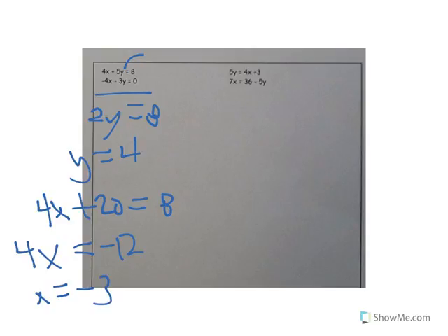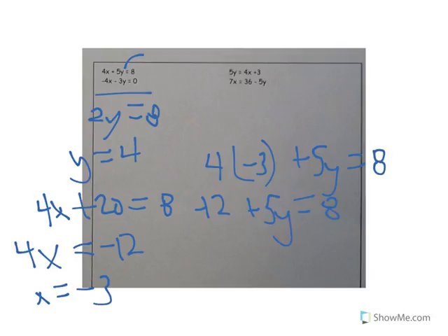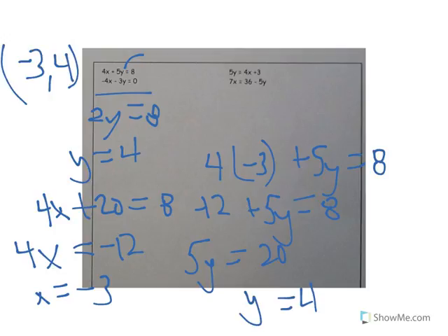Got to plug that back into this first problem here. 4 times negative 3 plus 5y is equal to 8. So this is negative 12 plus 5y is equal to 8. 5y is going to be equal then to 20, and y is then equal to 4. So this is going to be (negative 3, 4). That's going to be my answer. Plug it in, and I believe you will see that that is correct.